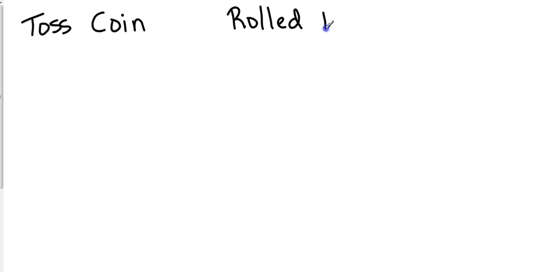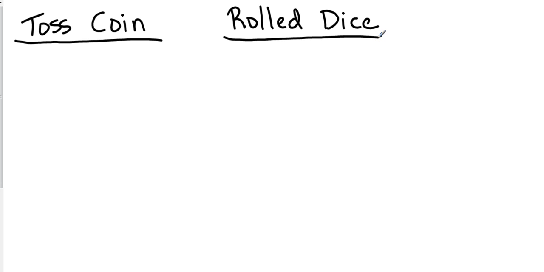What if you had two events? What if you tossed a coin and then you rolled a dice? Now, we're just going to roll one dice, so that would actually be a die, and I'm not exactly sure how to spell that, so I'm just going to keep dice up there. So we're going to toss a coin, and we're going to roll a dice. And so what's the probability of getting a tails and a six?